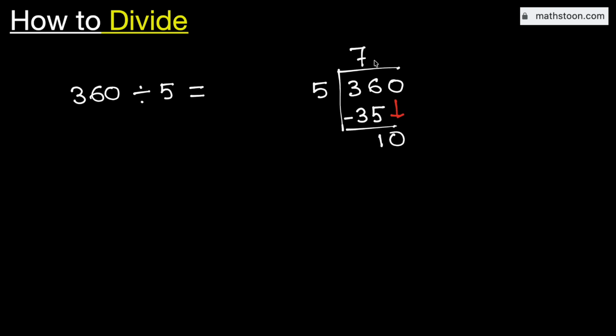And we know that 5 times 2 is 10. Subtract, we get 0. As we have no number to bring down here and got the number 0, so we will stop. Therefore, 360 divided by 5 is equal to 72. And this is our final answer.